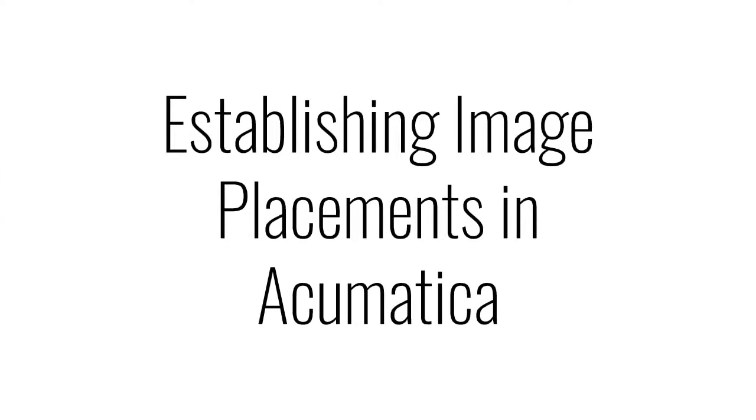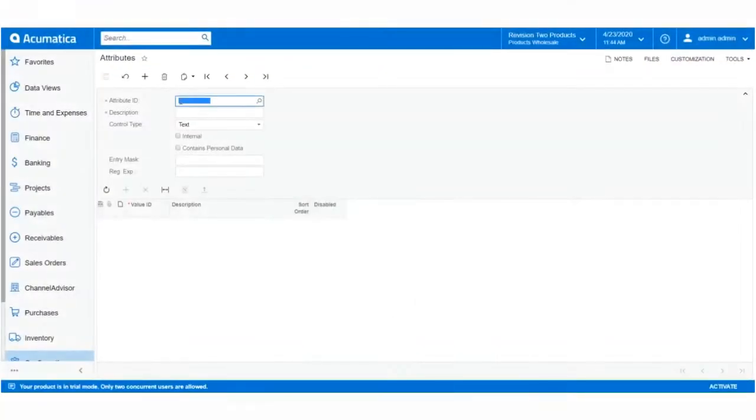First, we need to create an attribute in Acumatica that will house our image data that we can then pass over into ChannelAdvisor. In the attribute screen, let's create a text attribute. And since it's going to be a top view, we'll name it top image. Make sure it's a text attribute, as this will be important later on.